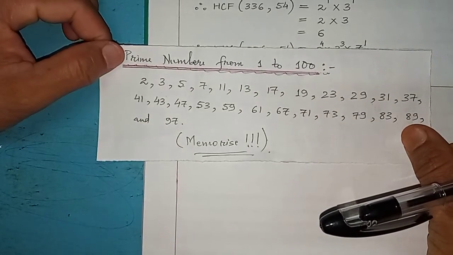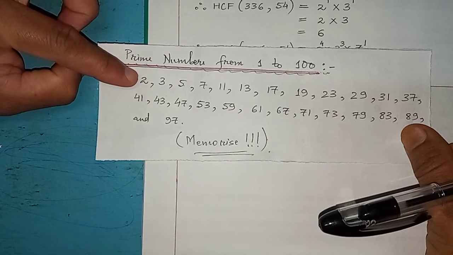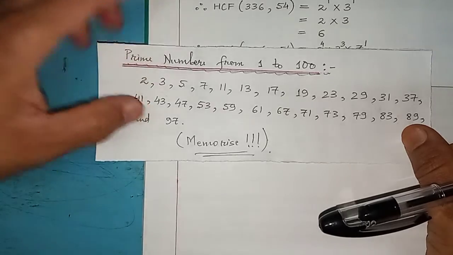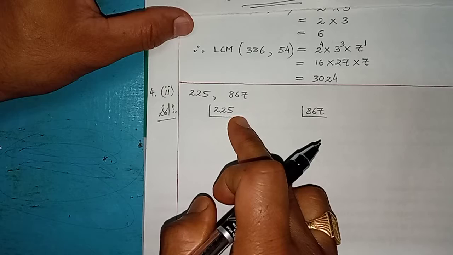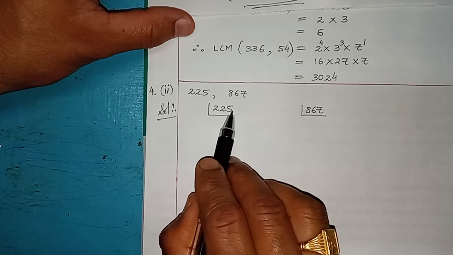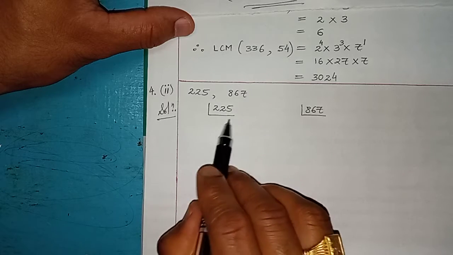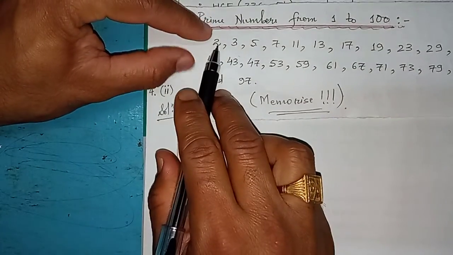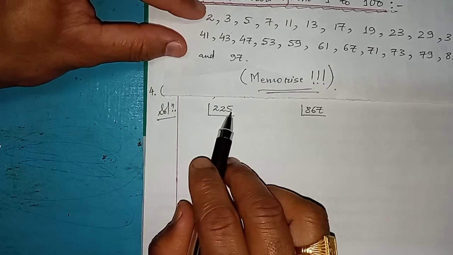Whenever you do prime factorization, always begin with 2. If it's an even number, divide by 2. If it's not even, then you try other numbers. So let's see. 225, because of this unit digit 5, is not an even number, it is an odd number. So this prime number 2 cannot be used here to prime factorize, because this is an odd number.